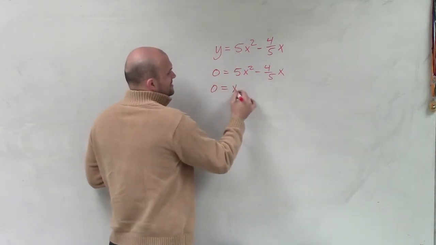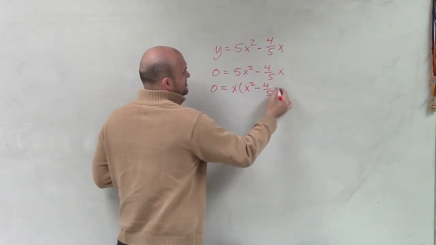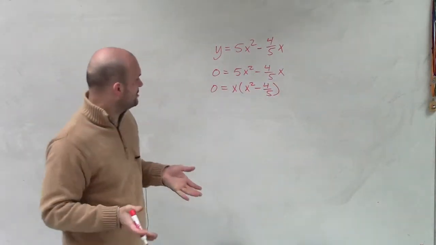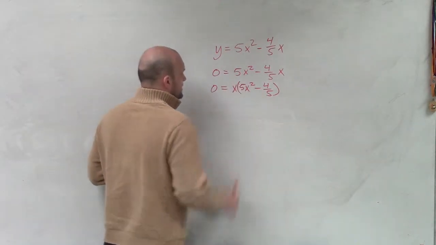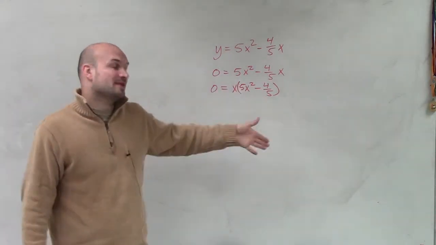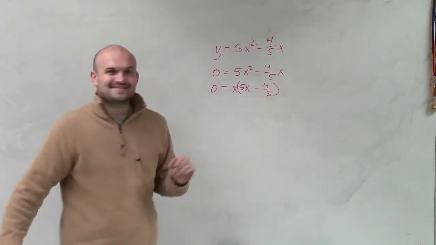By doing that, I'll obtain x times (5x minus 4/5). And you can always check your answer by applying the distributive property to make sure it still works. That's a 5x. Sorry about that.